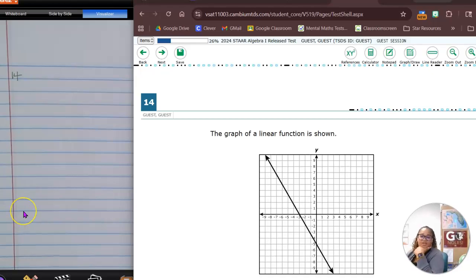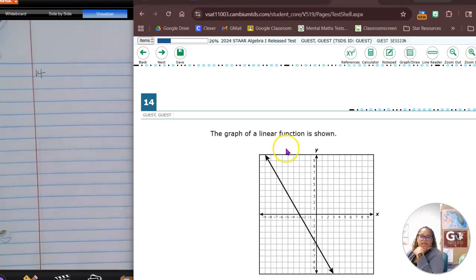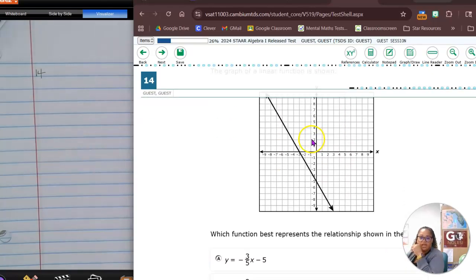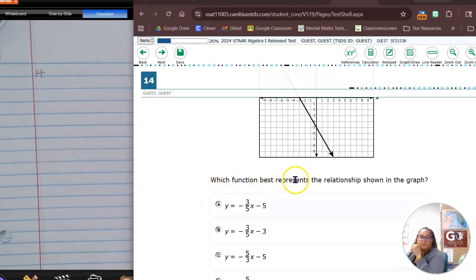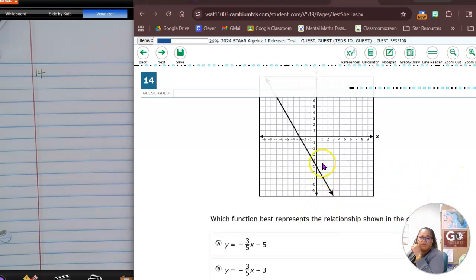Okay, hi guys, we're on question number 14, and it says the graph of a linear function is shown, linear being a straight line. Which function best represents the relationship shown in the graph? So I always like to take the important points. Here I can take the y-intercept, that's going up and down, and the x-intercept here, which is also called the zero or the root or the solution.